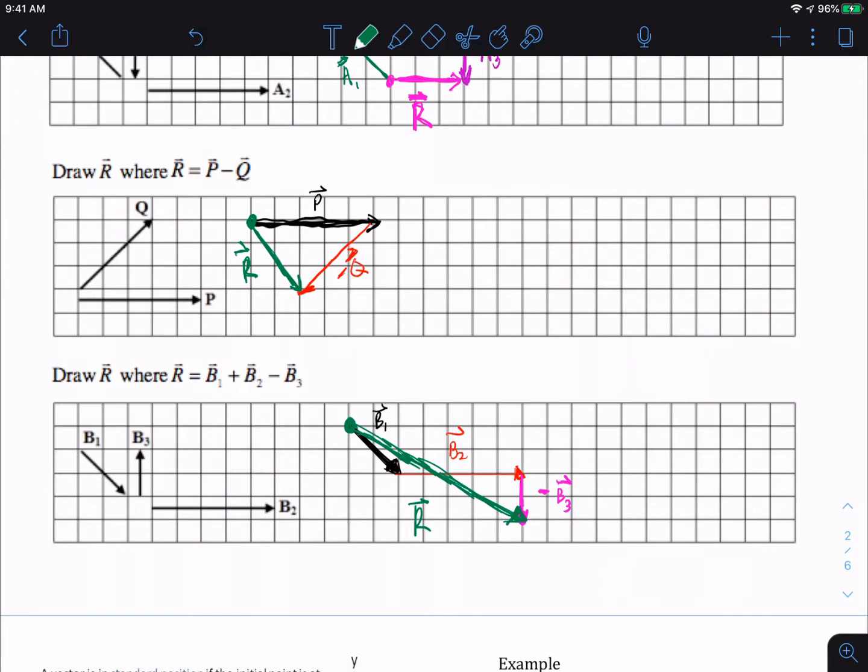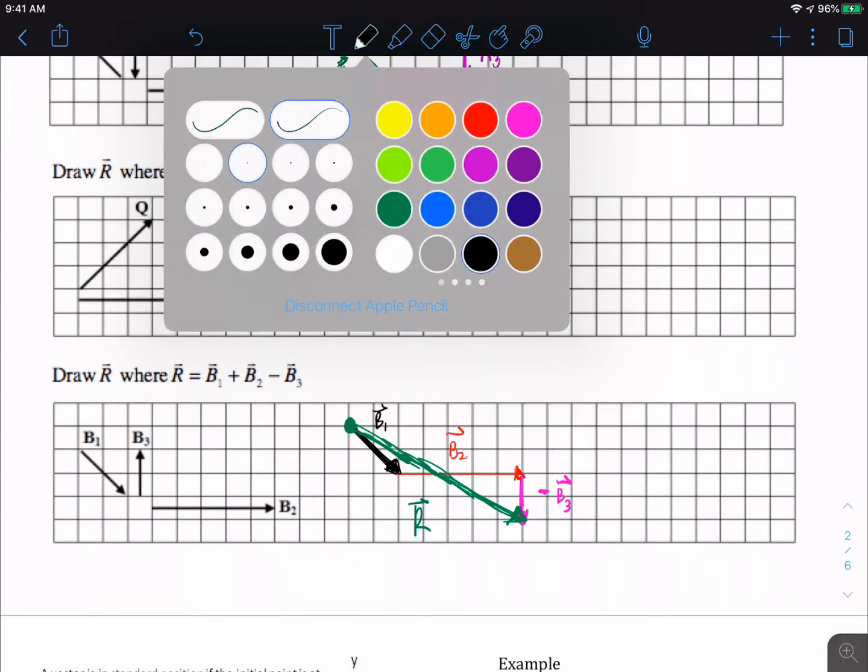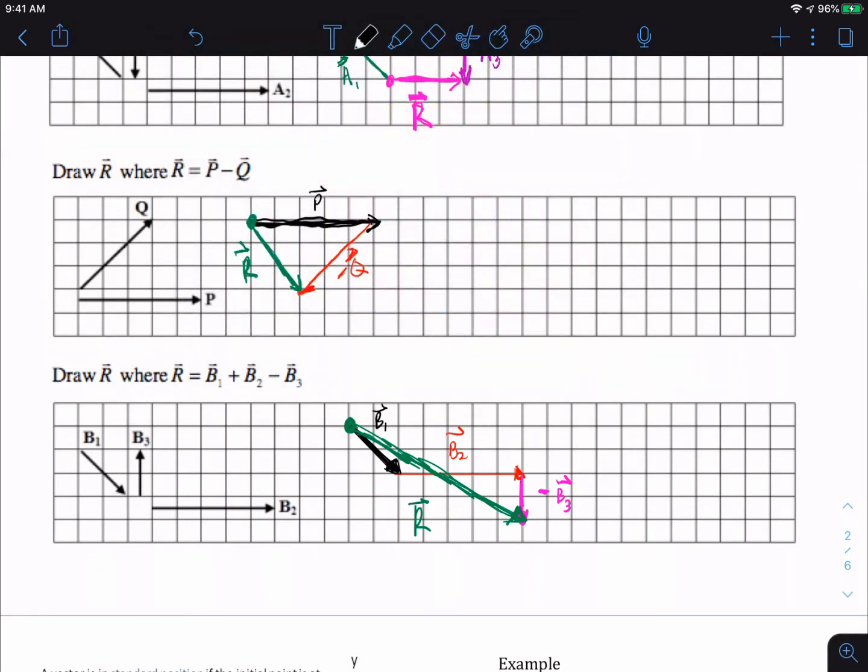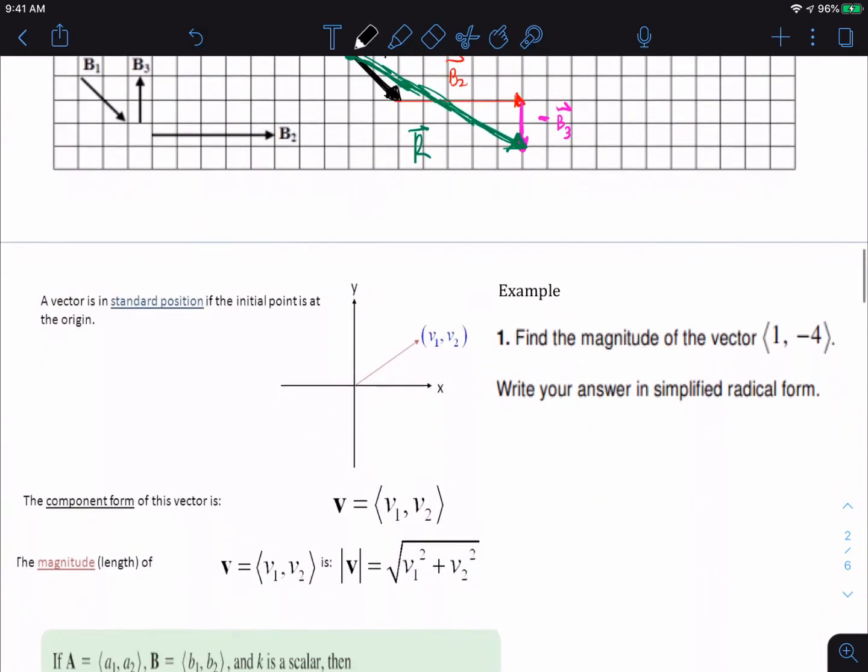Okay, good. So it's always the tail of the very first vector we draw to where we end up in our mapping. Okay? Are there any questions on that? No? All right. So here we go.